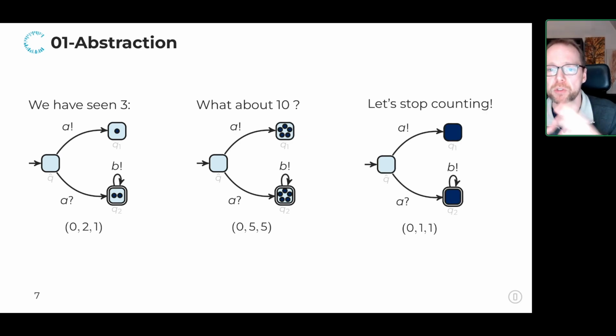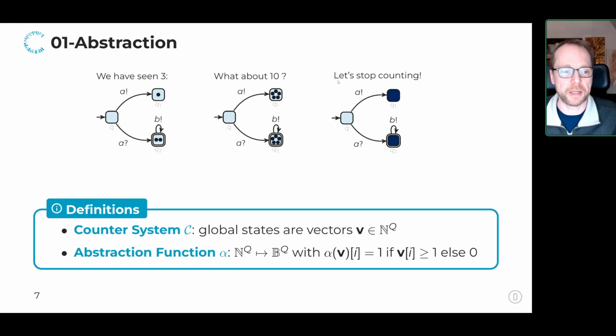Instead, we just want to keep track of which local states are occupied and which are not occupied. So here, it's just a black and white 0-1 thing. Here, the initial state is not occupied, but these other 2 states are occupied.